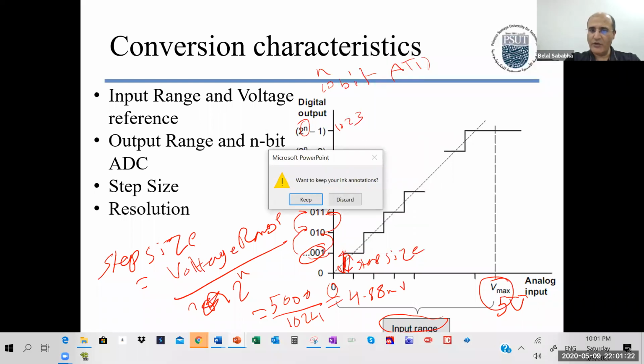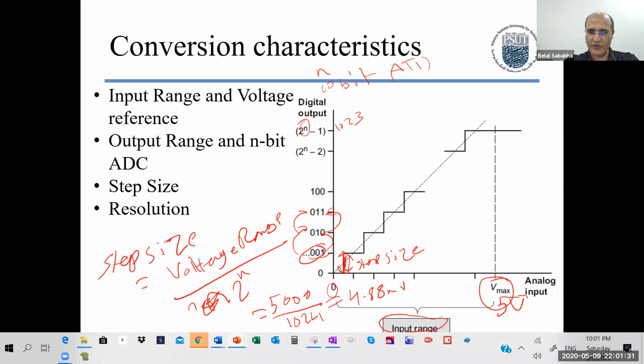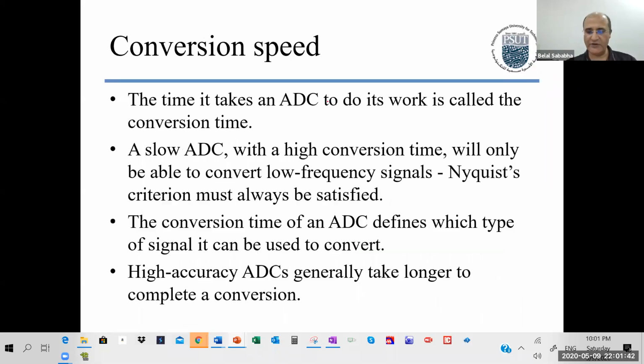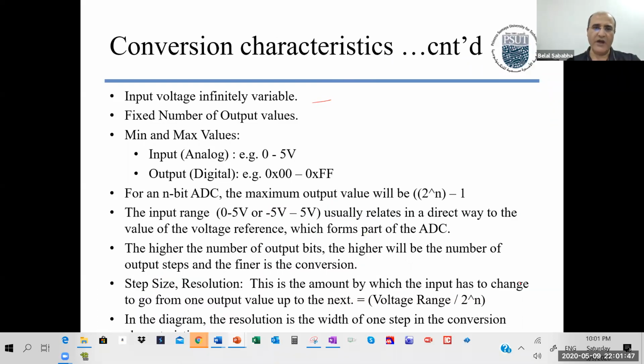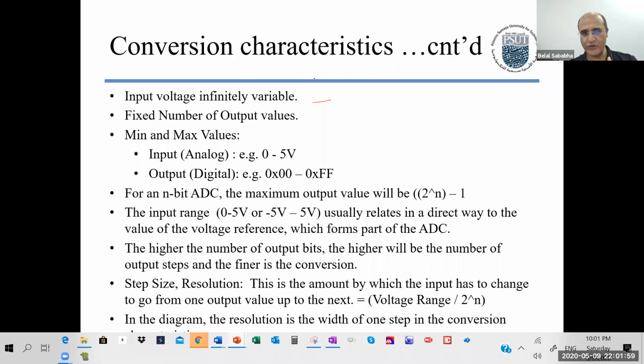The sample and hold holds the value of the voltage you read in a sample until you get another sample. Okay, anything else? Let's move on. Conversion characteristic, input voltage. We talked about it: the voltage you can recognize, from 0 to 5 or 0 to 3 or whatever. Output values you can represent depend on your A to D, how many bits. So if it's 10, it's 2 to the power 10, so from 0 to 2 to the power n minus 1.